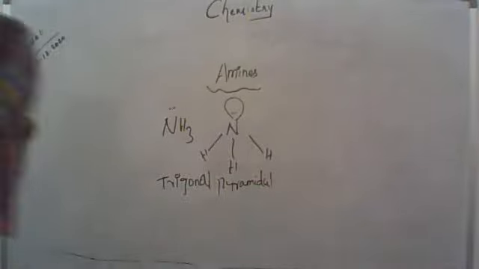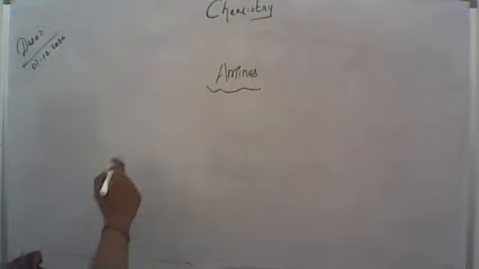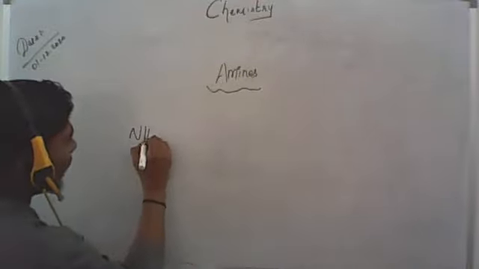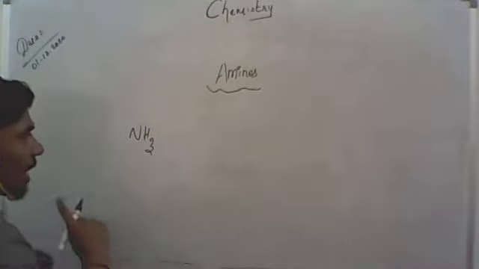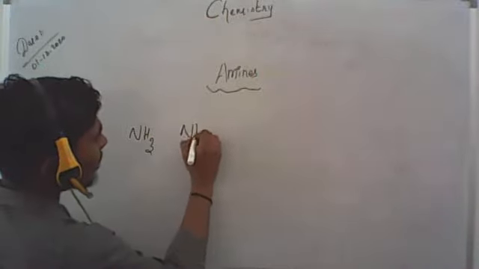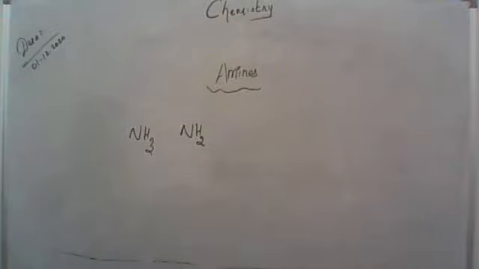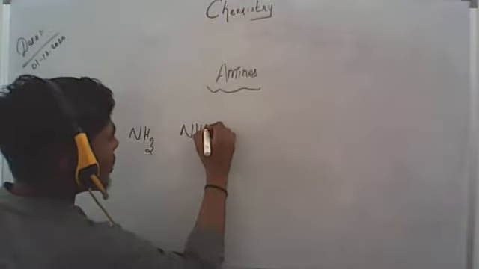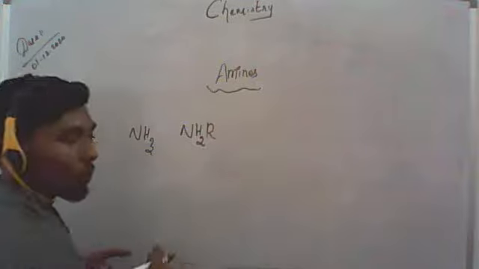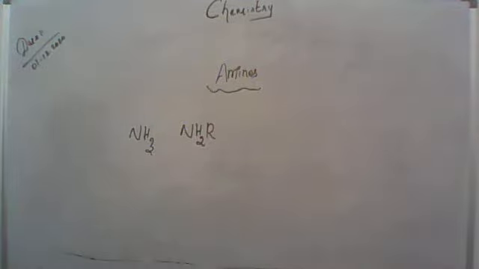Okay, see here, first is ammonia, NH3. Next I am going to write NH2R. One of the hydrogens is replaced by an alkyl or aryl group. It's generally indicated by R group. R indicates an alkyl group.